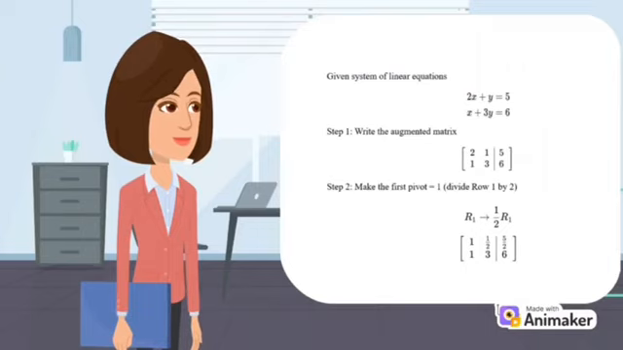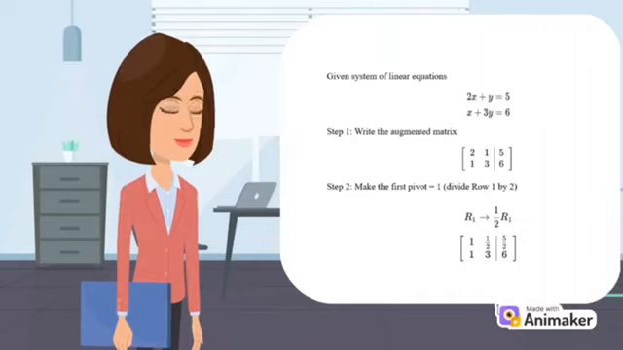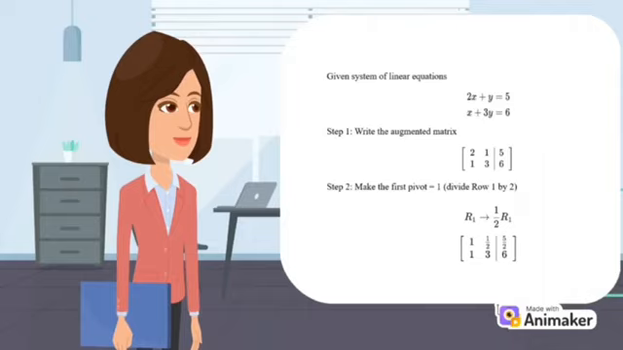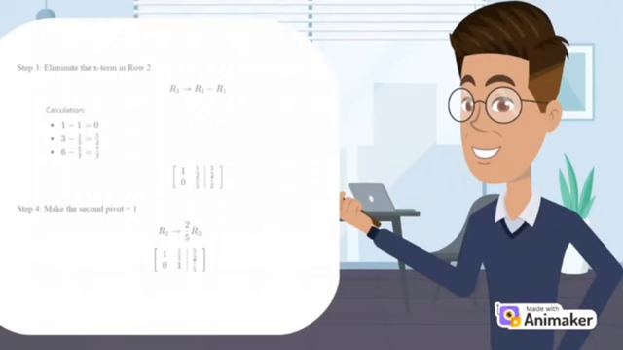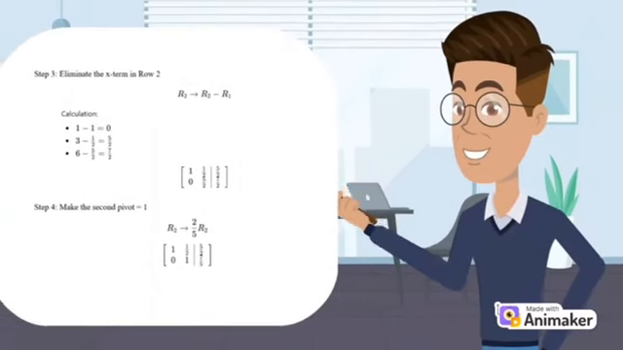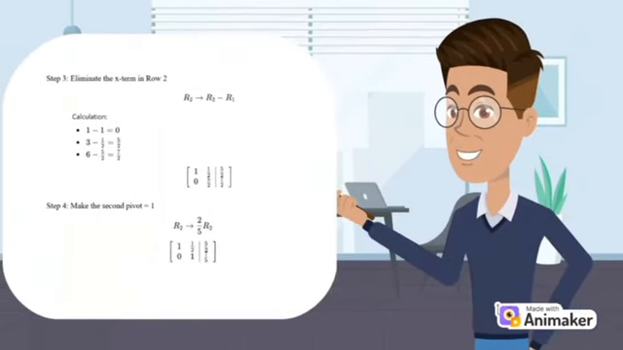To make the first pivot equal to 1, divide row 1 by 2. The matrix becomes row 1 contains 1, 1 over 2 and 5 over 2. Row 2 contains 1, 3 and 6. Next, eliminate the x term in row 2. Row 2 equals row 2 minus row 1. After simplification, the matrix becomes row 1 contains 1, 1 over 2 and 5 over 2. Row 2 contains 0, 5 over 2 and 7 over 2.